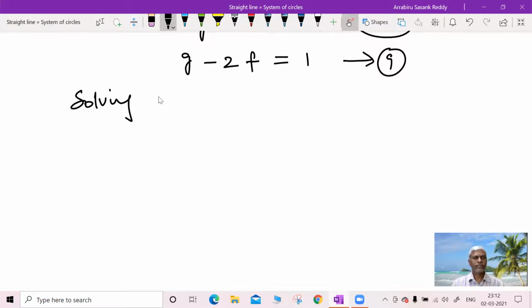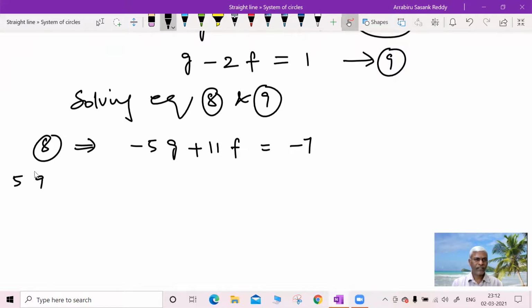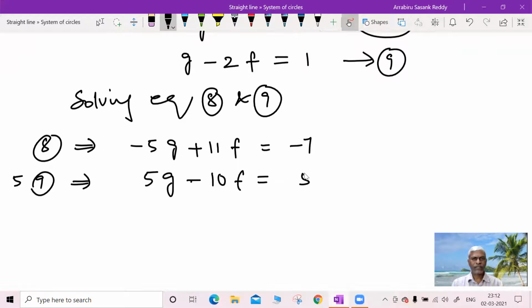Solving 8 and 9. I'm writing the 8th equation as it is, minus 5G plus 11F is equal to minus 7. And multiplying equation 9 with 5, so 5G, 5 into 2, 10F, 5 into 1, 5.